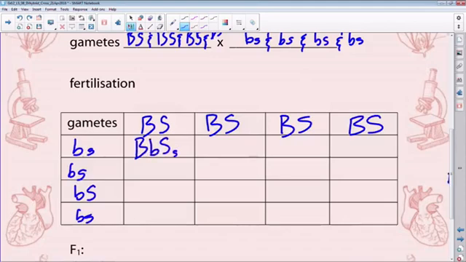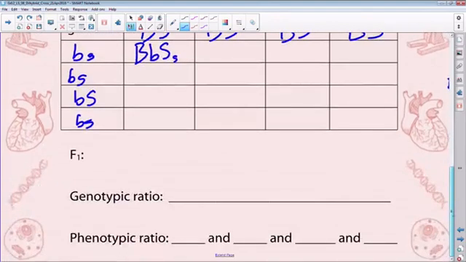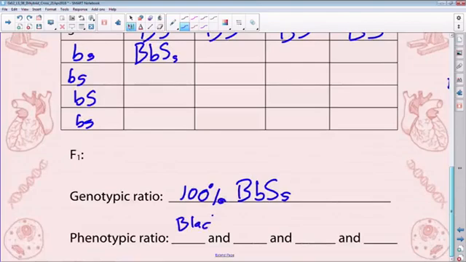And it means you're going to have the genotype ratio, or you can say it's 100% big B, small b, big S, small s. Okay, and it means that they are all black and short. So it's 100% black and short. Okay, so those ones were quick.